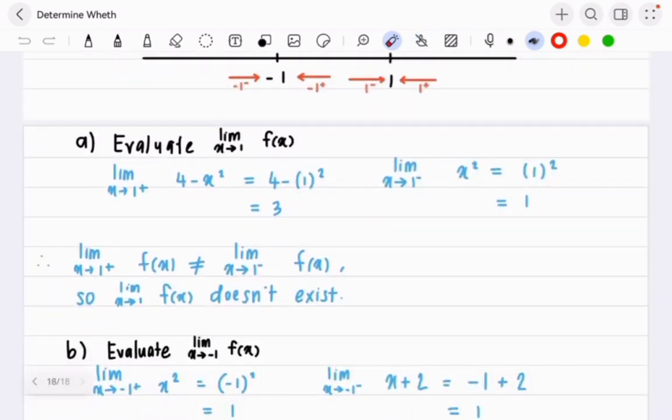So the answer would be like this. Limit x approaching 1 from the right, 4 minus x squared. So you have to substitute 1 into x. So 4 minus 1 squared equals 3. And then limit x approaching 1 from the left, x squared. So you have to substitute 1 into x squared, equals 1 squared. So it equals 1. So since limit x approaching 1 from the right, f(x), does not equal limit x approaching 1 from the left, f(x), limit x approaching 1, f(x) does not exist.